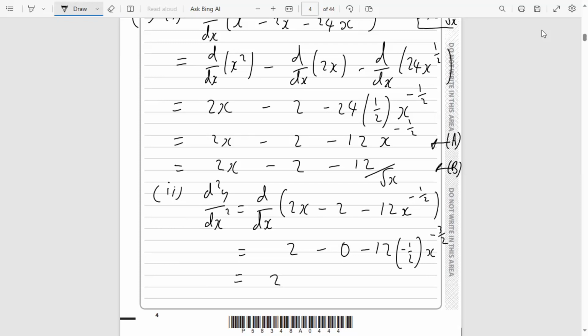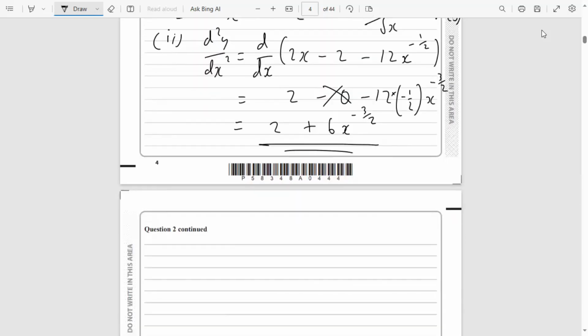Okay, so we've got 2, and then take away 0. We don't need to worry about that. Then we've got minus 12. Remember, we've got a times sign in between there, so let's just be careful about that. So minus 12 times minus a half. Negative times a negative is positive. Half of 12 is 6. We get a positive 6 there, and then times x to the minus 3 over 2. So that would be our final result for our second derivative for this curve.